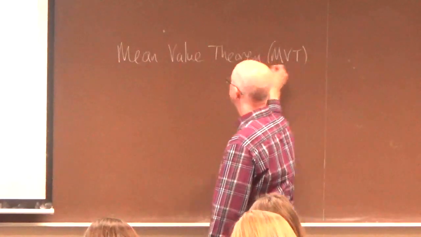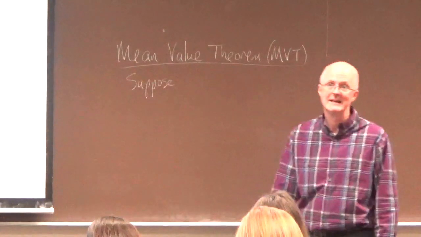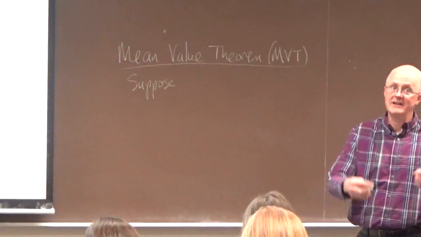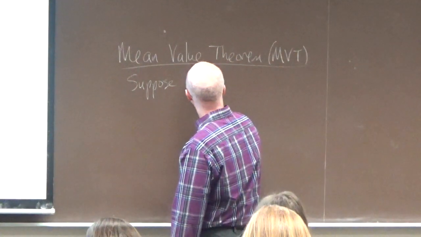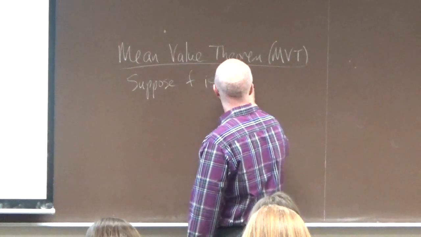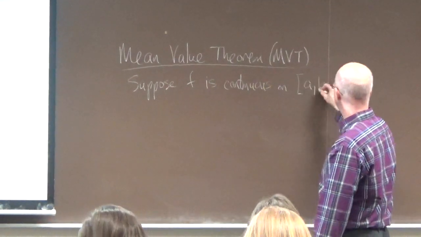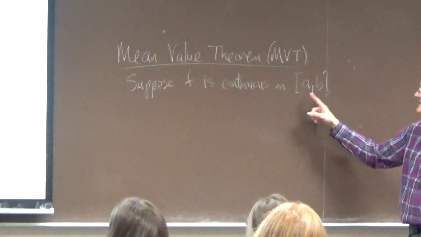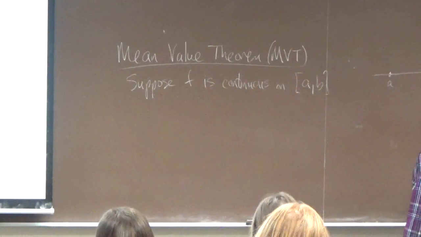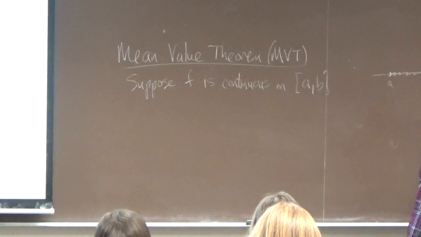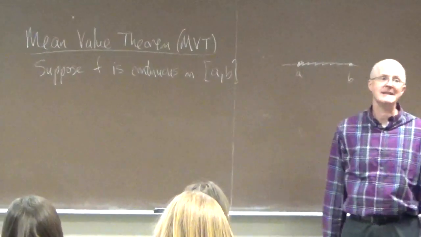MVT for short. It's a theorem about functions that are nice. They are continuous on a closed interval and differentiable on the open interval. Suppose f is continuous on a certain closed interval from a to b. So a and b are numbers. A is less than b, that's assumed in this notation. If you imagine them on a number line, a right here and b right here, this is all the numbers between a and b, including the endpoints. The square brackets mean include the endpoints.